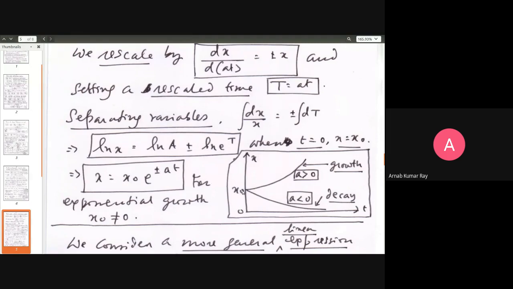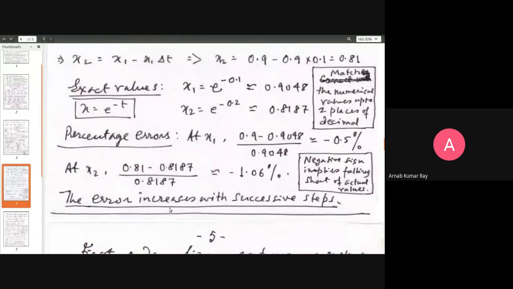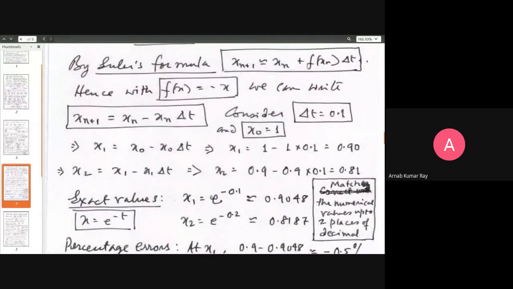But in both cases, it is starting with x equal to x naught, which is non-zero. If x naught is equal to 0, then you'll have a bit of a problem. Can't you see what the problem will be? Just look at your numerical exercise. Suppose x naught is equal to 0.